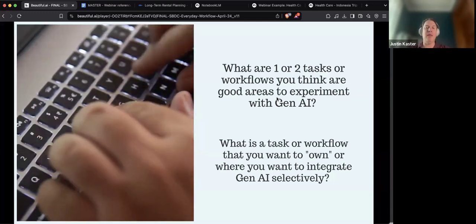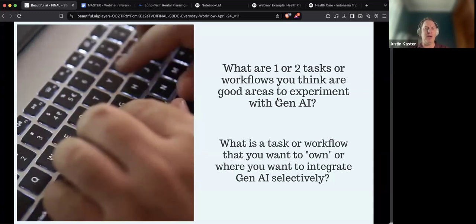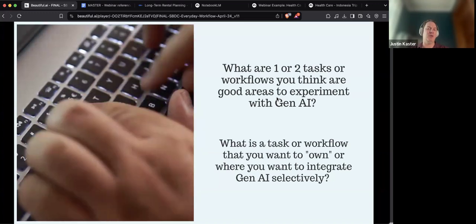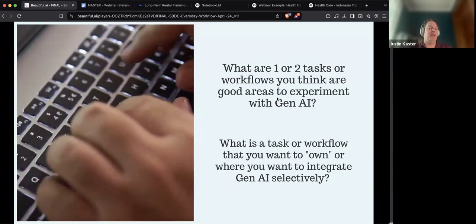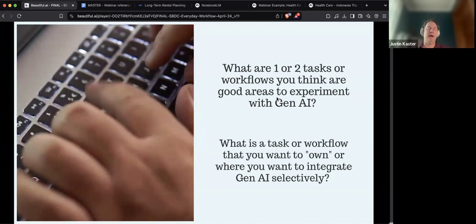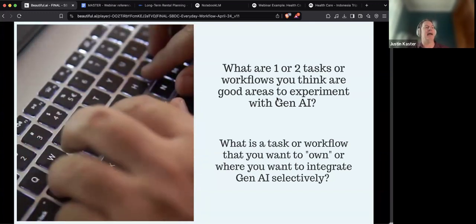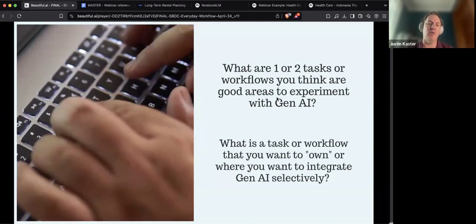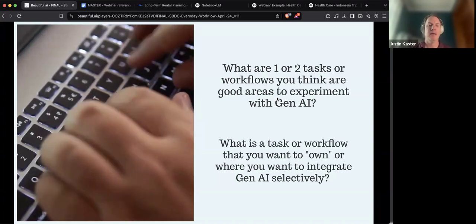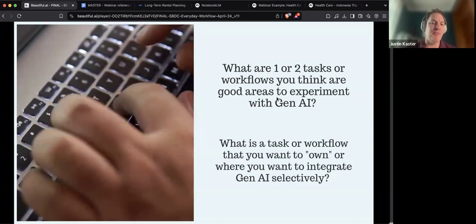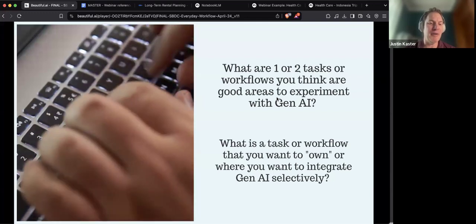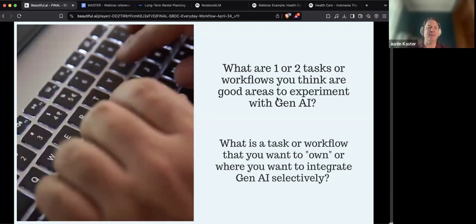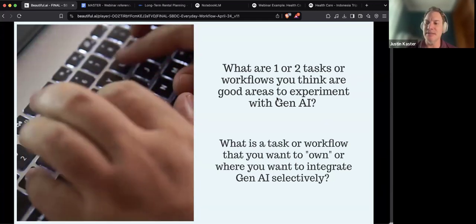Right? Go ahead and put those in the chat. And then, in the same question, did you identify a workflow or a task that you want to own? Like you think you should be involved. Maybe you'd selectively integrate generative AI, but you think, hey, this is something that I want to hold for myself. So go ahead and put those in the chat. And again, we're going to learn from each other. So Vicky, maybe you can help me see if we're giving enough time for people, but go ahead and put those in and see what other people are thinking as it relates to these questions.